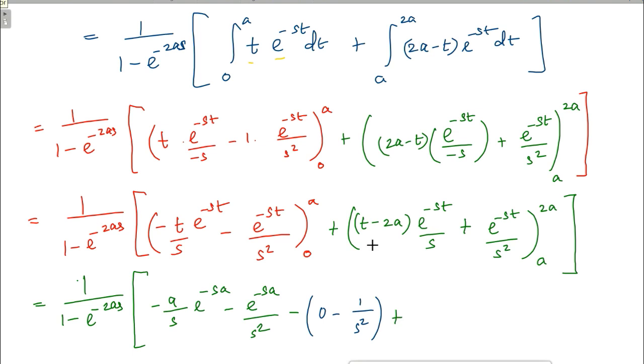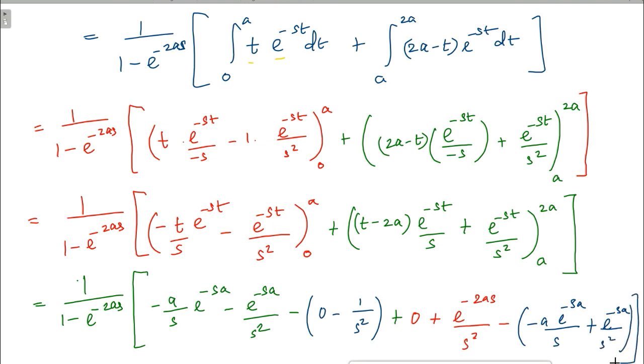if you substitute upper limits, the first term is going to be 0, in the second term you may get e power minus 2as divided by s square, minus the lower limit. If you substitute t equal to a, you may get minus a e power minus sa divided by s plus e power minus sa divided by s square. So like this you may get.